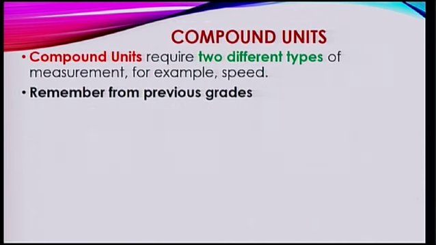The second part of this video is on compound units. Compound units require 2 different types of measurement. One example of compound unit is speed. Why? Suppose that you're traveling at a speed of 60 kilometers per hour. You've got kilometers and hour. That's 2 different types of measurement.